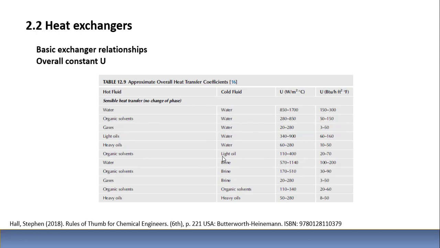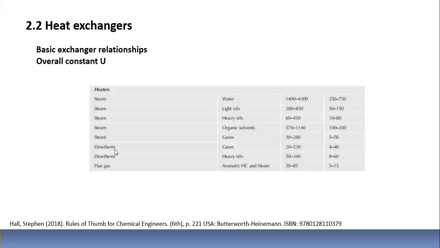Organic solvent with light oil, gases, and brine. Brine is salt mixed with water, and it decreases the melting temperature and increases the boiling temperature. That's the purpose of a brine. So for water and brine, that will be the range of the overall heat transfer coefficient U. For heaters, this will be the situation.